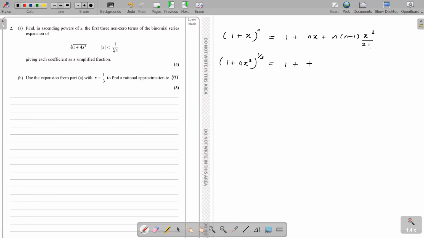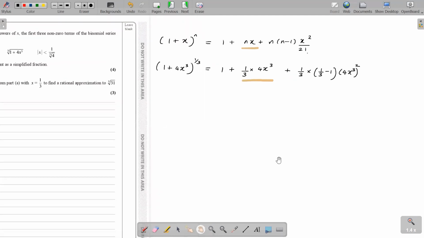So replace 1 plus n is 1 over 3 into x is 4x cube. So I just replace the nx value here. Then plus n is again 1 over 3 into n minus 1 is 1 over 3 minus 1. X square is, who is x? X is 4x cube. So x square means 4x cube whole thing square. Be careful here. 4x cube whole thing square, and then divide by 2 factorial. Shall I divide by 2 factorial as 1 over 2 factorial? So this is the second term here. This is n minus 1 x square over 2 factorial is what I have written over here.